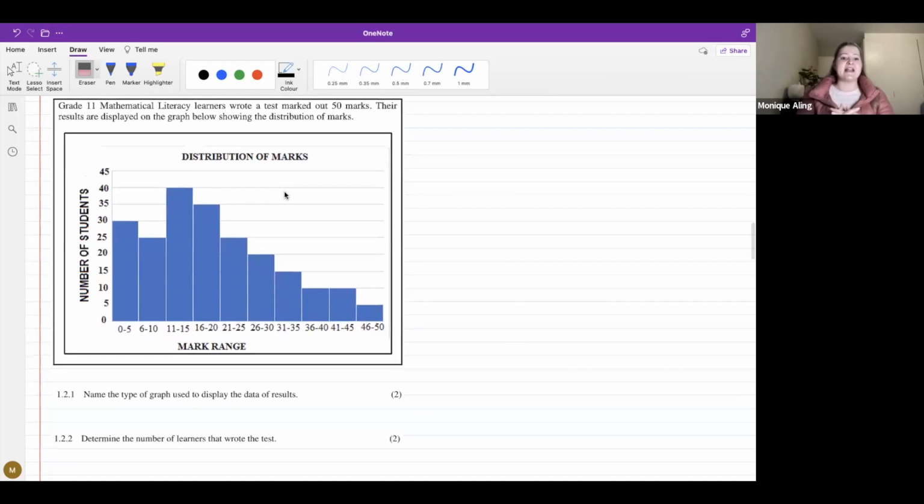Okay. Grade 11 mathematical literacy learners wrote a test marked out of 50 marks. The results are displayed on the graph below, showing the distribution of marks. So whenever you're given a graph, just take some time to look at all the information. So we can see that we have number of students on the side, our y-axis, our dependent variable side, and then we have marks at the bottom. And as you can see, the marks have been put into ranges. So we have how many students got between 0 and 5 marks, the amount of students that got between 6 and 10 marks.